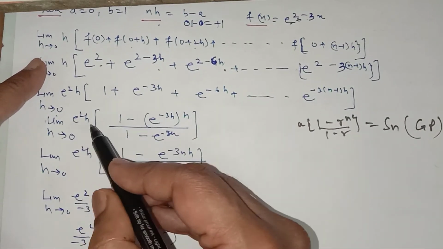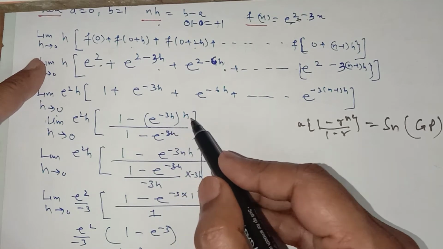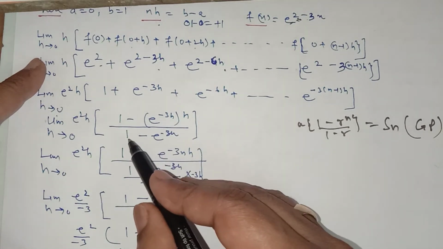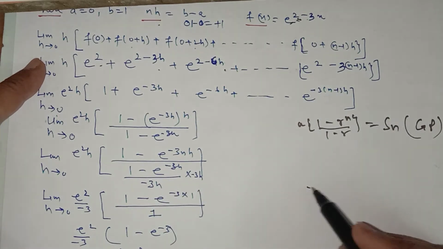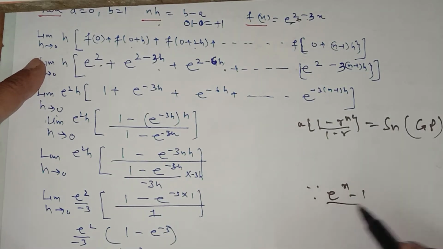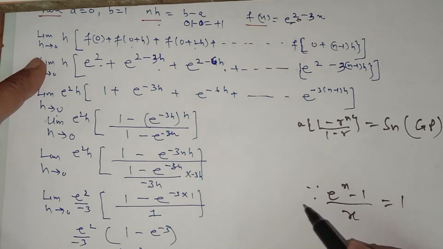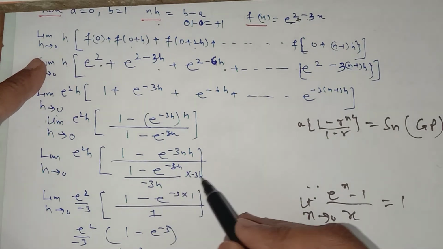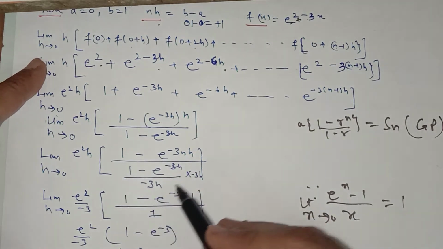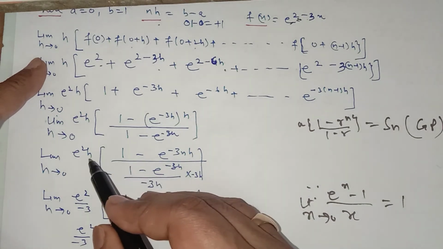See it very carefully, e to the power 2 into h minus 3 n into h upon 1 minus e to the power minus 3h. Multiply and divide by minus 3h, because e to the power x minus 1 upon x equals 1 if limit x goes to 0. That is why we are doing it. 1 minus e to the power minus 3h upon minus 3h into minus 3h will be equal to 1, and h will be cancelled out with this h.